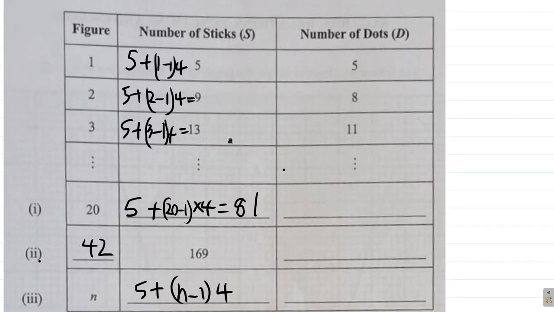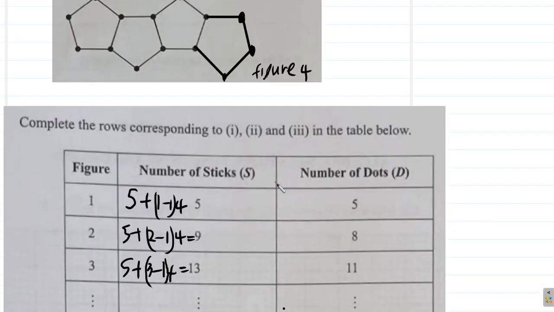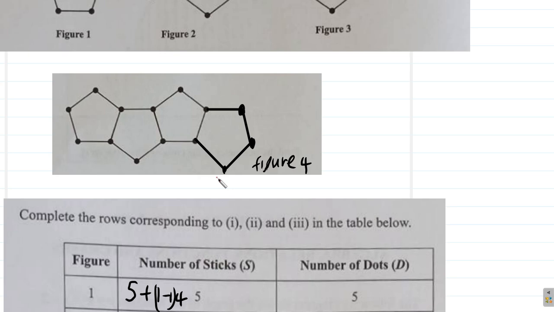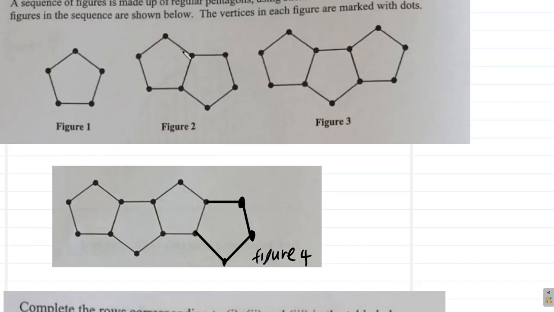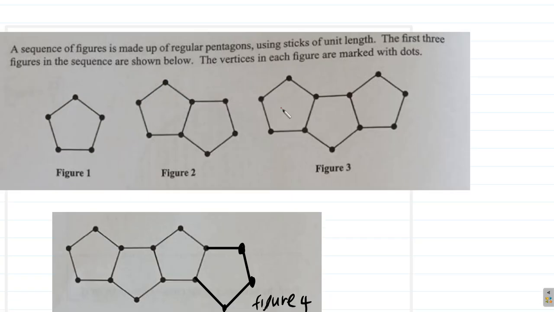Figure 1, we have 5 dots. That's 1, 2, 3, 4, 5. Figure 2, there are 8 dots. That's 1, 2, 3, 4, 5, 6, 7, 8. Figure 3, 11 dots. 1, 2, 3, 4, 5, 6, 7, 8, 9, 10, 11.